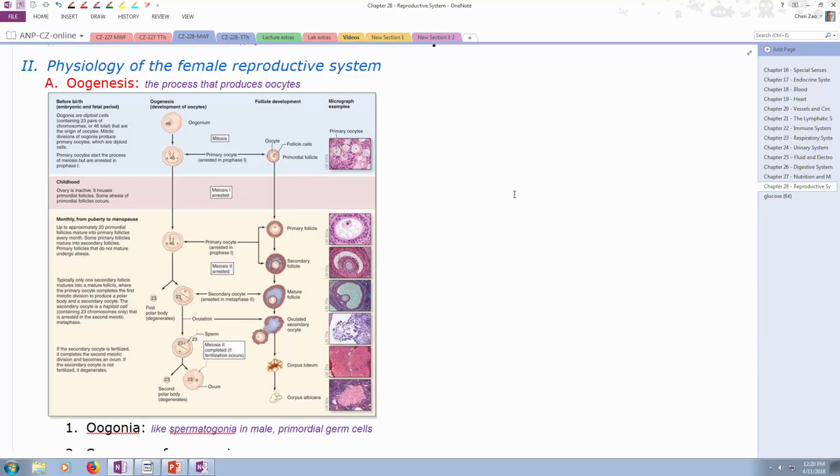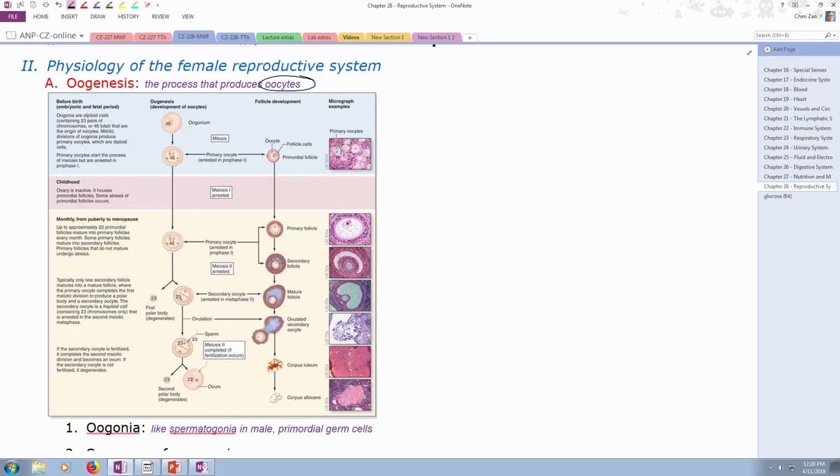The physiology of the female reproductive system is a bit complex. The process of forming the gamete, or the egg, or the oocyte, however you want to pronounce it, is a process called oogenesis. We want to make an egg, which will get fertilized by the sperm to form the zygote.